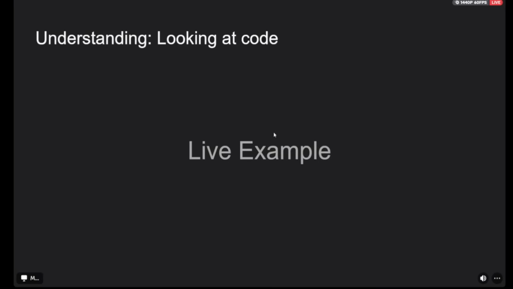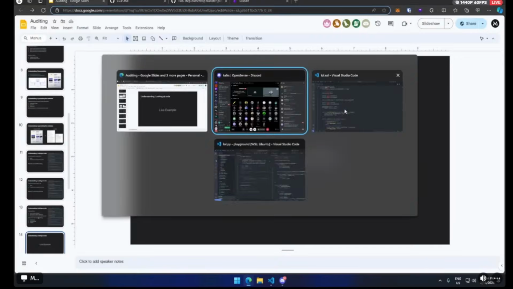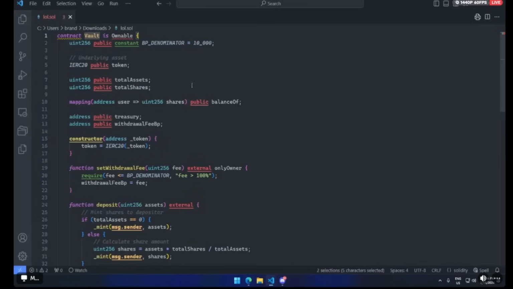Yeah, I guess I'll do this with the contract I designed. So the point of this is to show you guys how I review code and the order that I mentioned just now. Let me drink water first.